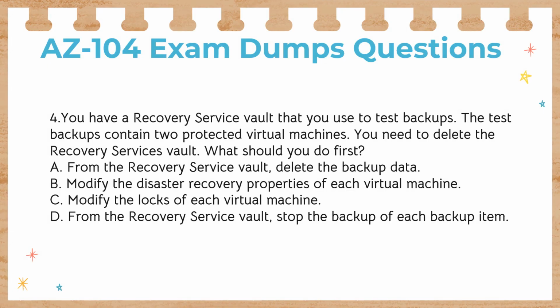4. You have a recovery services vault that you use to test backups. The test backups contain 2 protected virtual machines. You need to delete the recovery services vault. What should you do first? A. From the recovery services vault, delete the backup data. B. Modify the disaster recovery properties of each virtual machine. C. Modify the locks of each virtual machine. D. From the recovery services vault, stop the backup of each backup item.